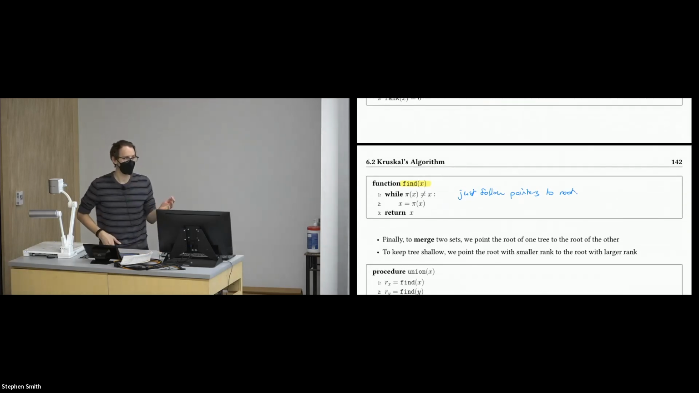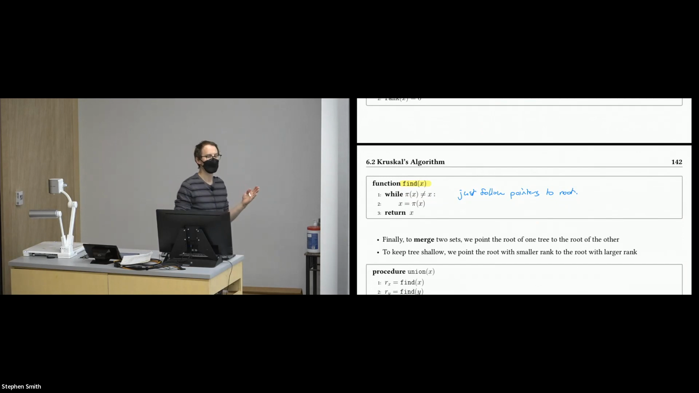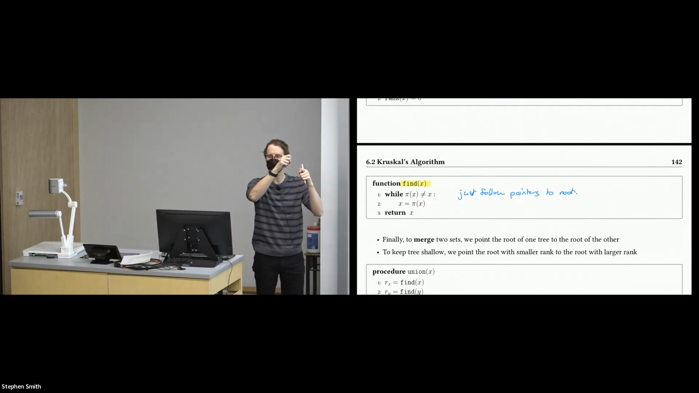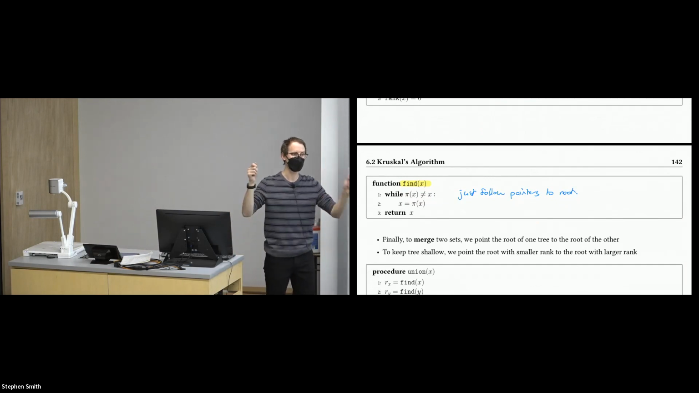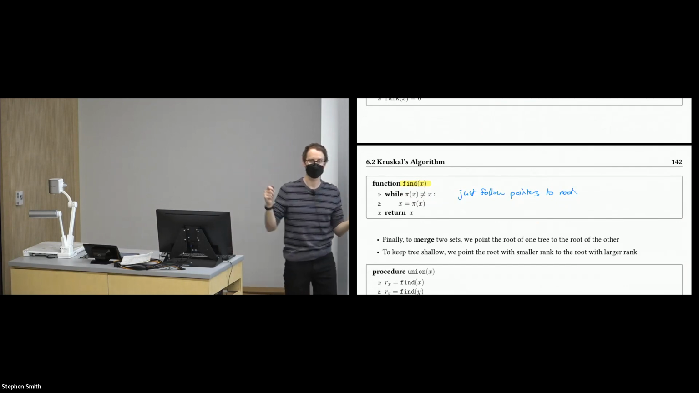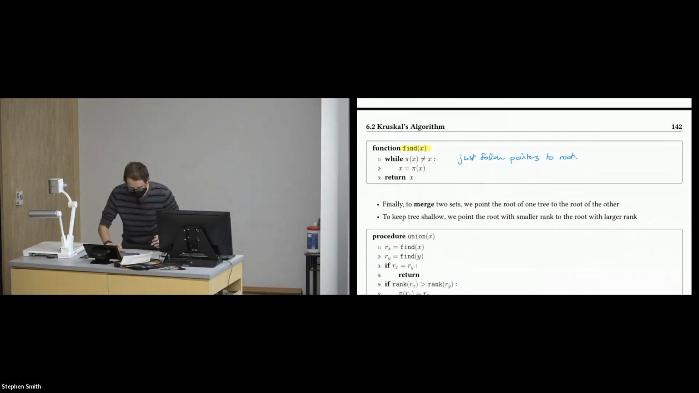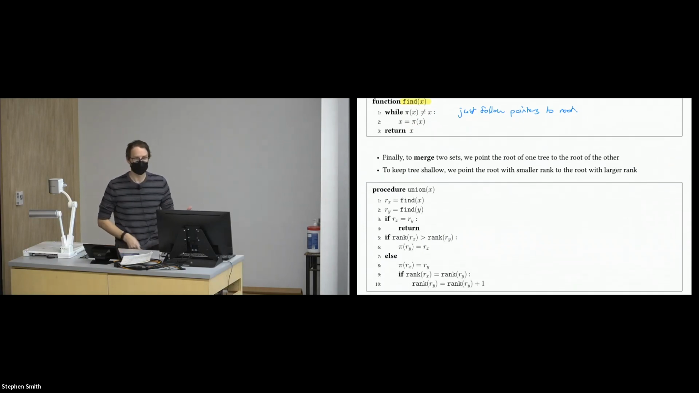And then we have the merge operation. Like I said, to merge, all I'm going to do is point one tree to the root of the other. And I do it in the way that makes it as shallow as possible. There are two options: I point the root of tree 1 to tree 2 or vice versa. So I use rank to figure out which way to go. This union procedure looks long, but it's very simple.